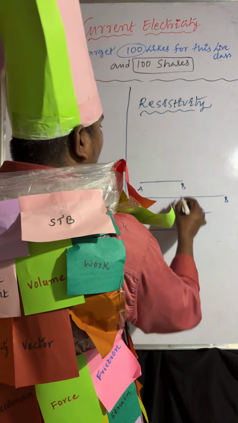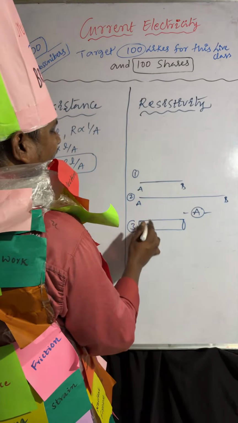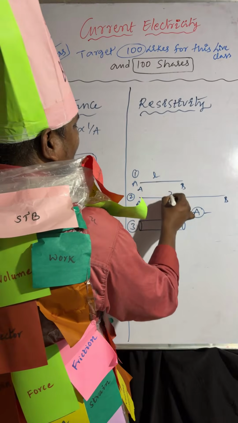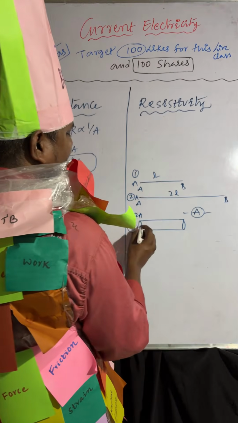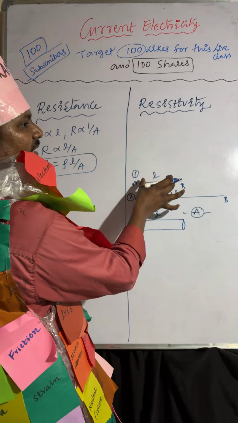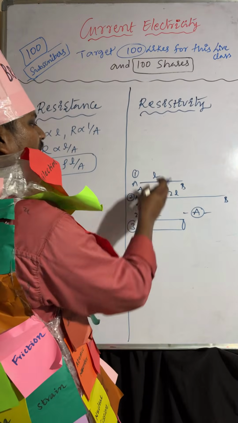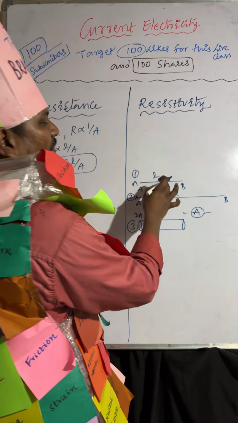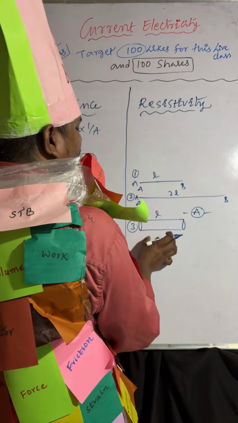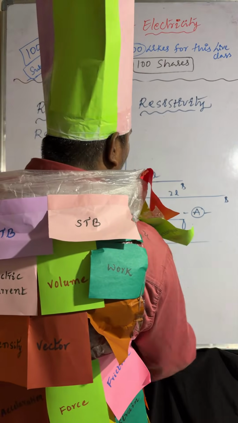So what are the first case, second case, and third case? In the second case, the length is doubled and the area of the cross section is the same. In the third case, the length is the same and the area of the cross section is twice. Then you connect these three elements: nichrome wire of length L, nichrome wire of double length, and nichrome wire with twice the area of the cross section.